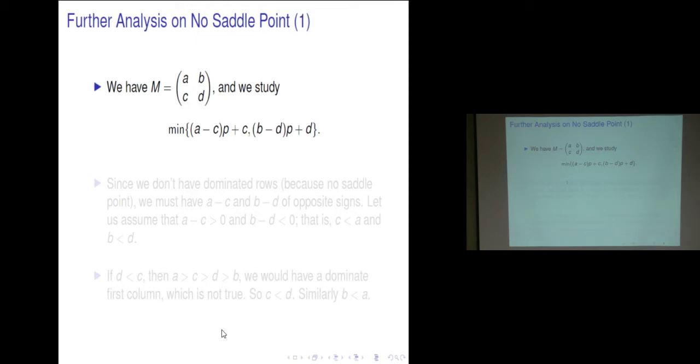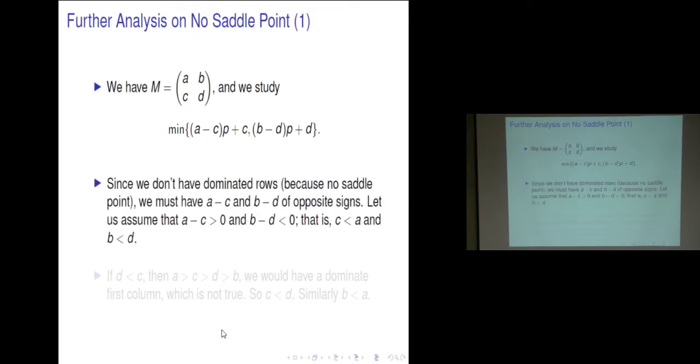So what happens if they don't cross? Then one line is above the other, and they will not cross. I have to convince you that will not happen. If that happens, you have saddle points. So let's carry out the plan. Since we have no saddle points, remember we assume we don't have a saddle point, and at the very end of the discussion I convinced you a saddle point is the same as a dominant row or dominant column. So we don't have dominant rows.